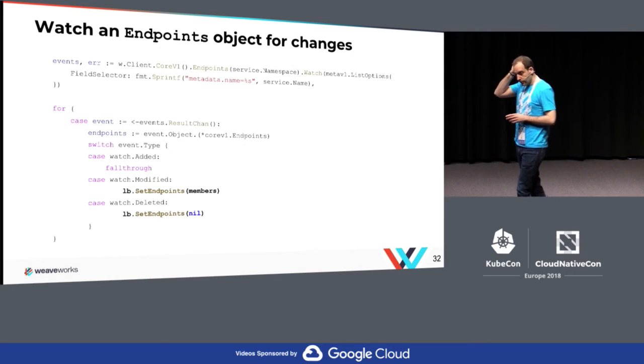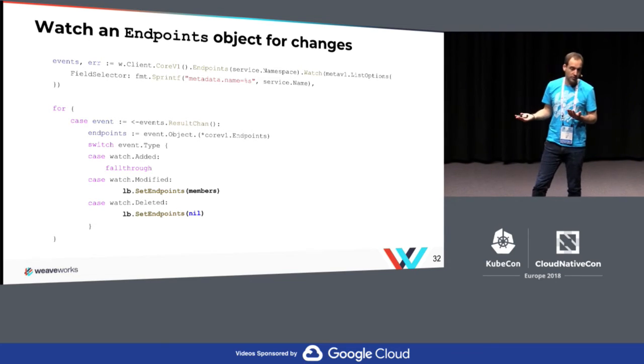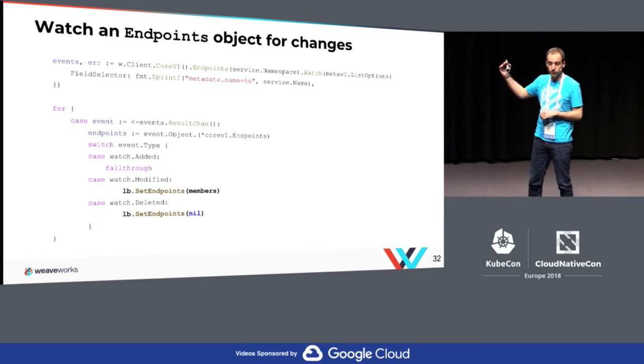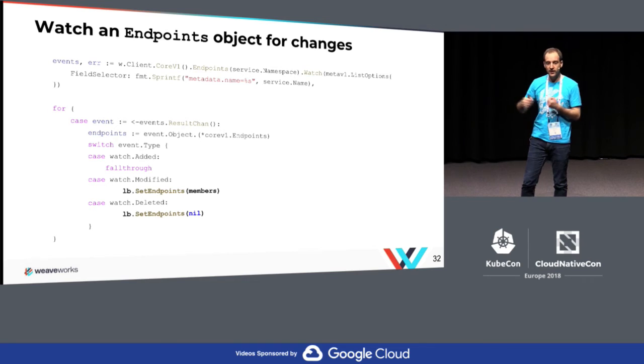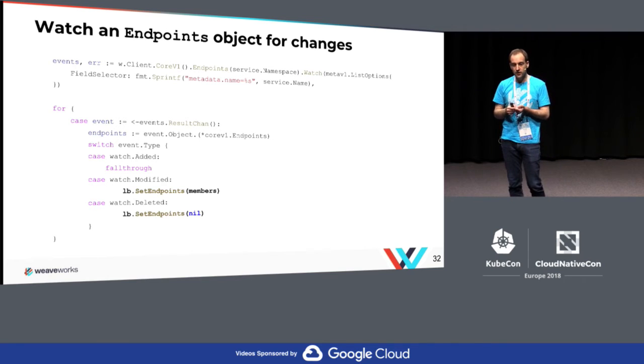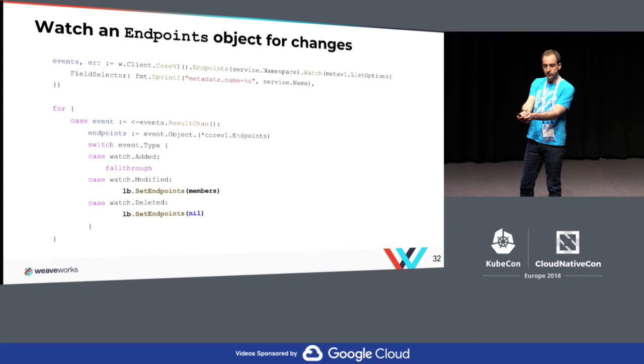Now, the service discovery part is just a Kubernetes API call. You watch the endpoint object. You receive events when the endpoint object changes. For instance, if you scale your service down or up, this will change the set of endpoints. And based on those events, you can update the ring with the set of endpoints that you currently have.